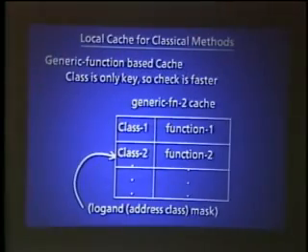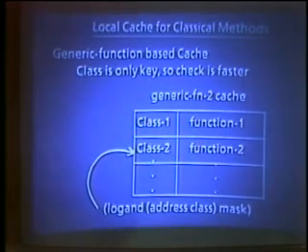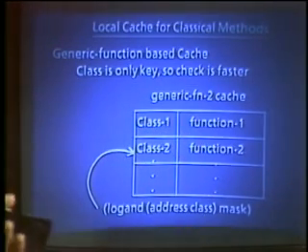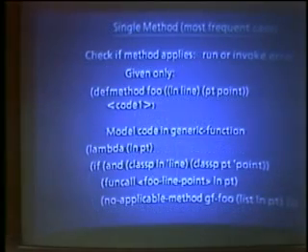Another way of doing it, instead of having a global cache, is to have a local cache, one for each generic function. And this is even faster to do the lookup because there's only one key, because the generic function is implicit since the cache is local to that generic function. So you only have to look up the class to find the function. And that's very fast as well.